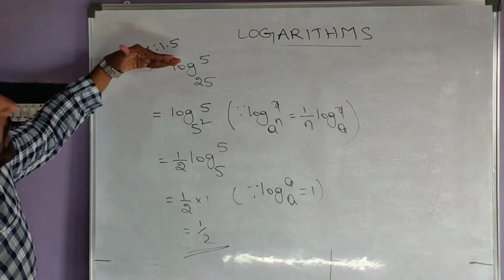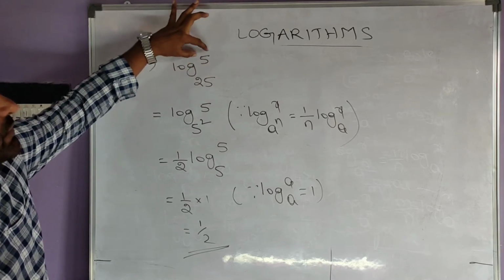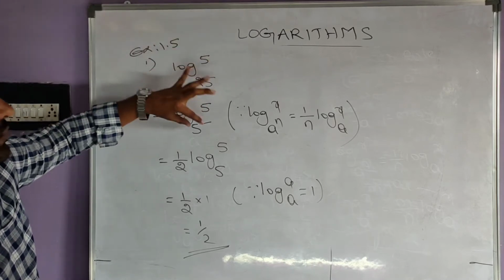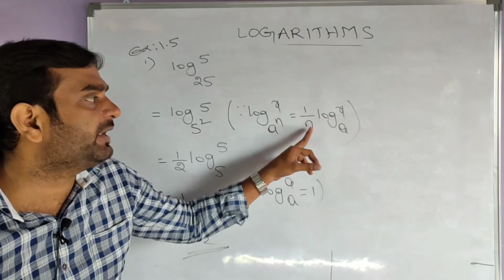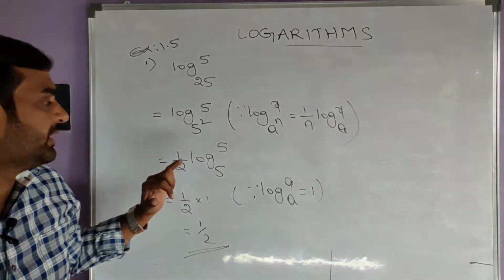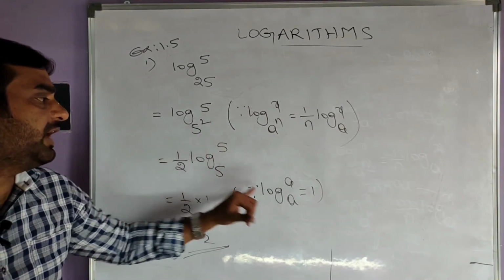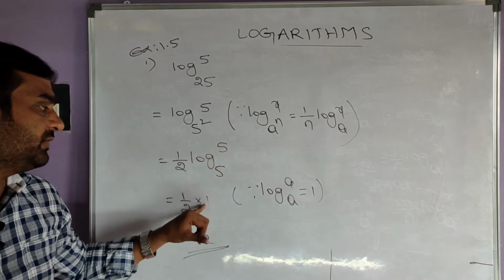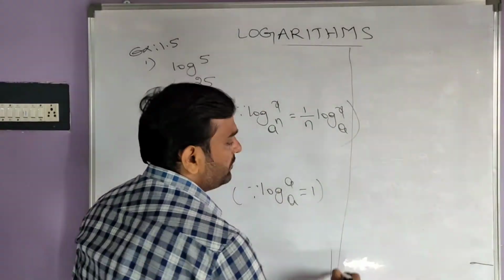Given log 5 to the base 25, 25 can be written as 5 square. Log x to the base a to the power of n equals 1 by n log x base a. What is n here? 2. Log 5 base 5, log a base a equal to 1, so this value is 1. 1 by 2 into 1 equals 1 by 2.